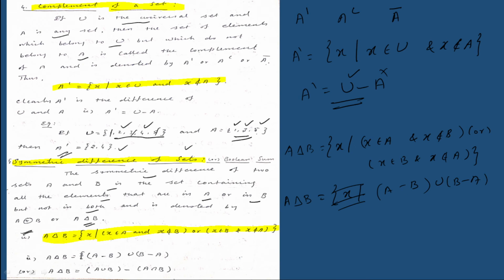Or else you can write this as A del B is equal to A union B minus A intersection B. This is directly from the definition, and by simplifying this you can write A del B as A union B minus A intersection B.